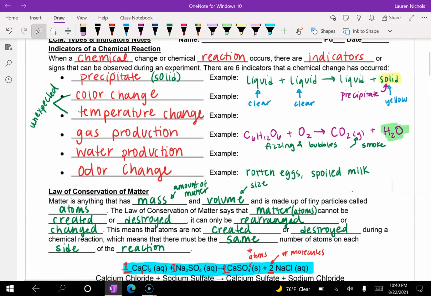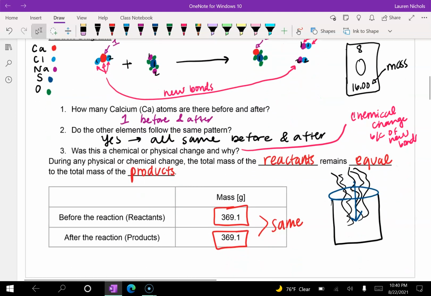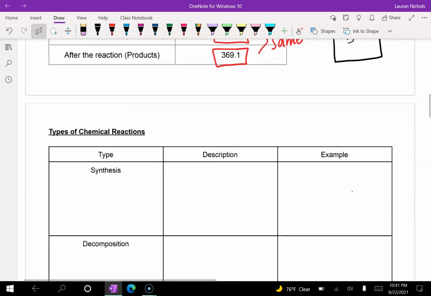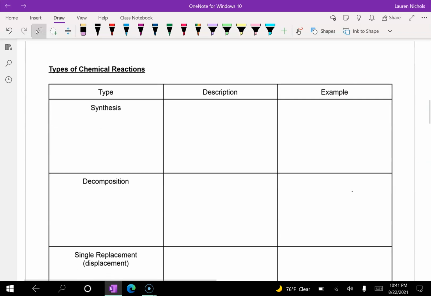So we've talked about indicators. We've talked about the law of conservation of matter and mass. And now we're going to get to the last part, which is types of chemical reactions. And when we're done with this, you'll then have practice problems that you can work on to really see how it might show up. These practice problems are very important.